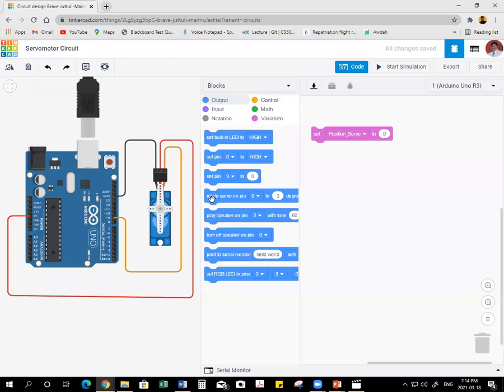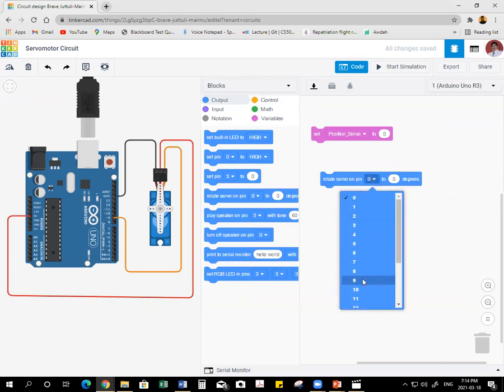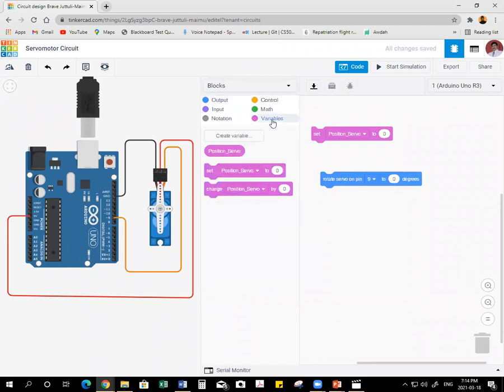Where is there? Yeah, rotate servo. Yes, we have the one block directly by default. Rotate the servo pin. Where is the pin? Pin number 9. This is an analog pin. Now what? We have to rotate that variable position of the servo, which by default is 0.